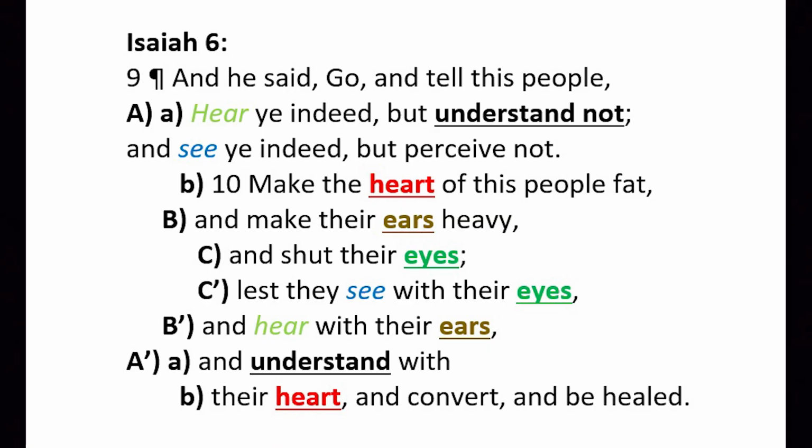So today we're going to take a look at Isaiah 6, and just as a general statement, chiasmus by definition is a statement of terms in one order and then a statement of the terms in a reverse order. So as in A, then B, then C prime, then B prime, then A prime.